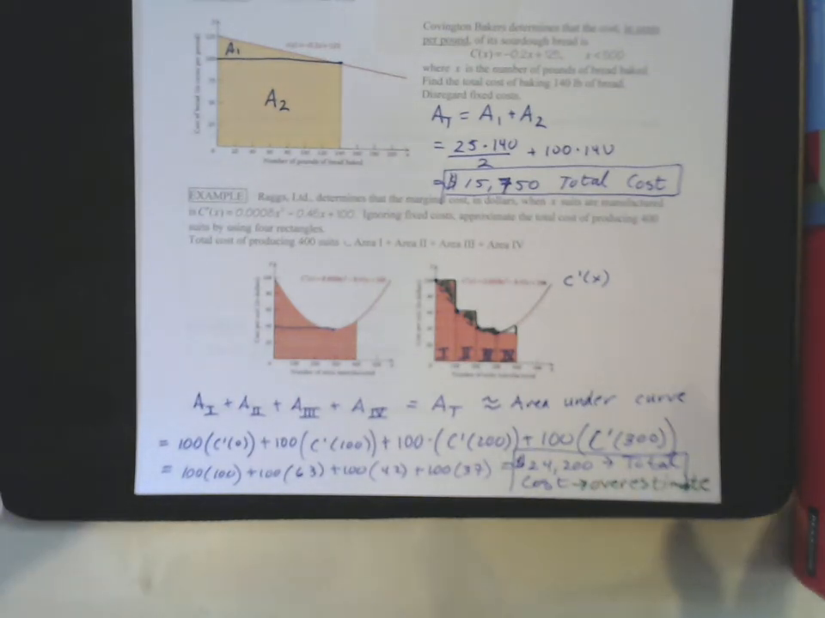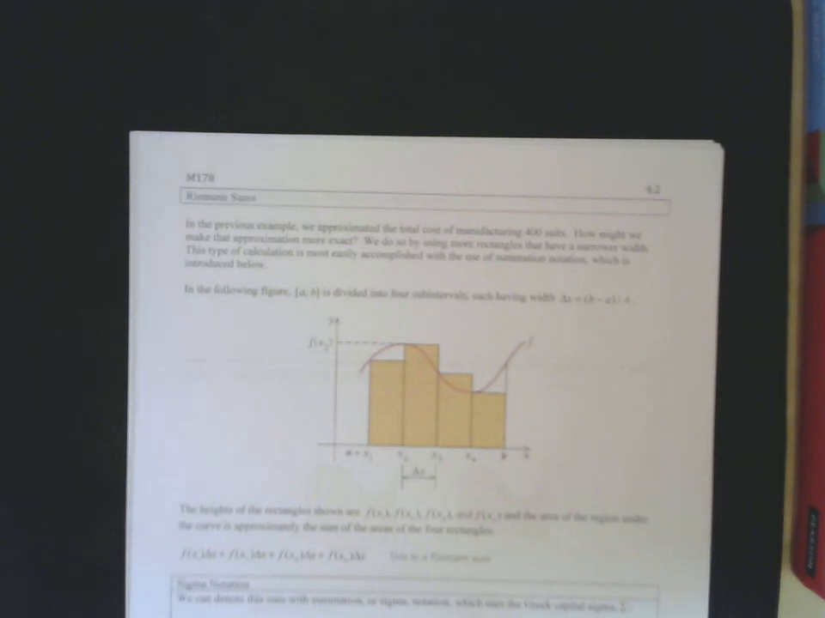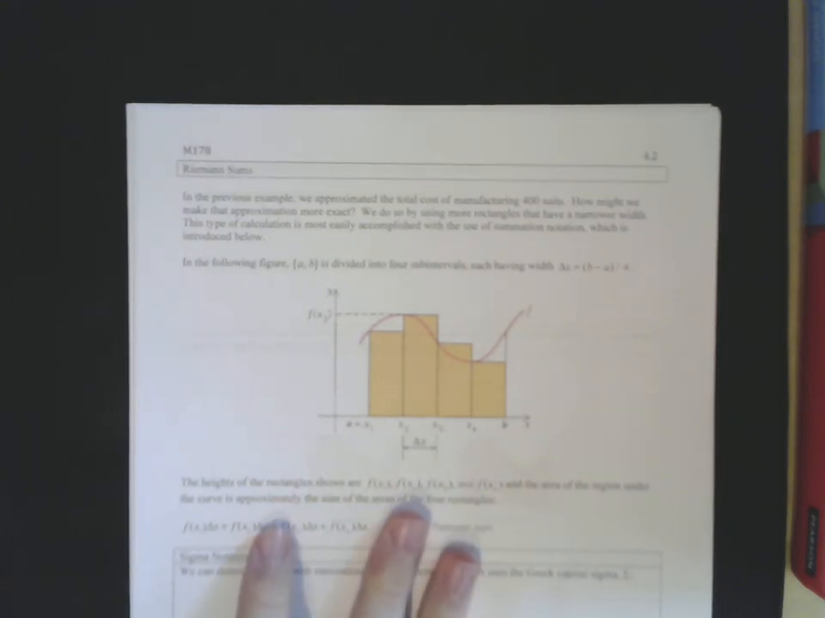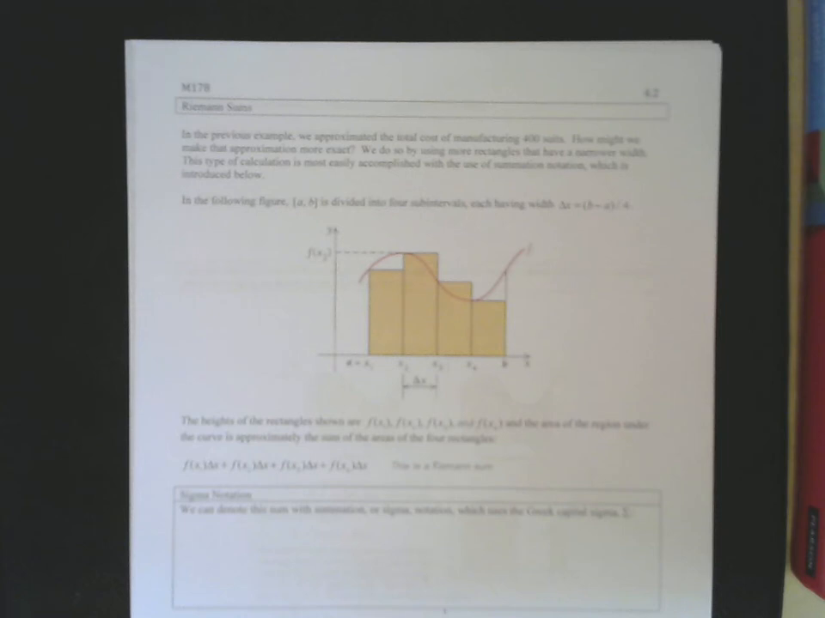Now, these rectangles that we're constructing are called Riemann rectangles, and the construction of them is what's called Riemann sums. In that example, we used the area to approximate the cost of the 400 suits. Since it was an overestimate, how do we make that better? How do we make it more exact? This is where Riemann sums come into play. Technically that was a Riemann sum, but it was a very small one.